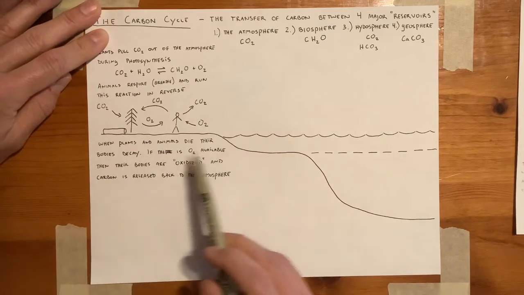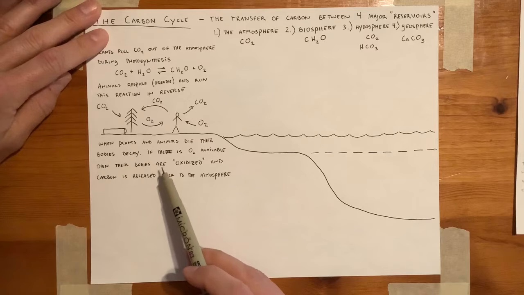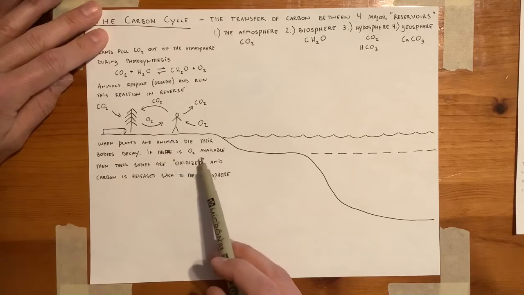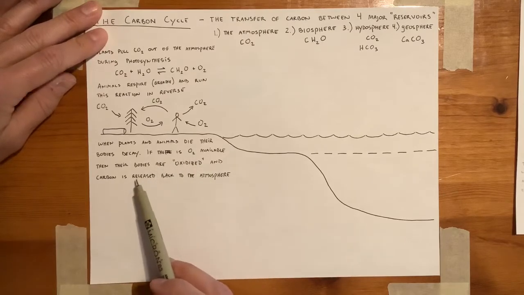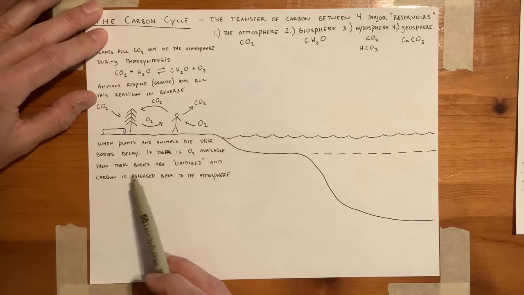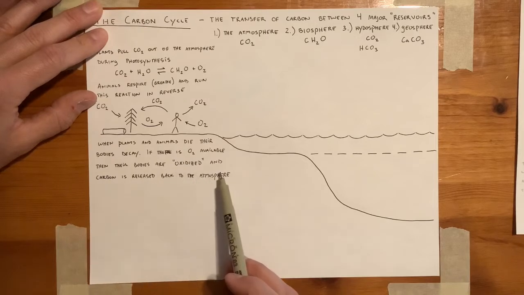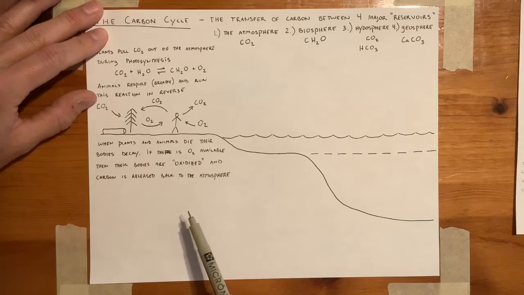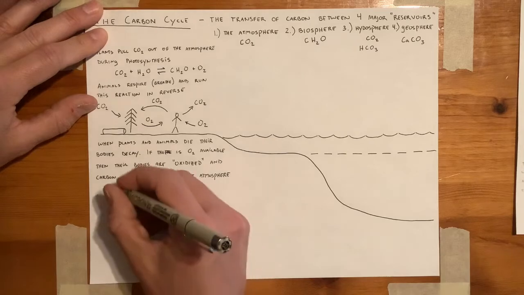Okay, so when plants and animals die, their bodies will decay, and that decay process is basically like respiration. If there is free oxygen available, if there's O2 hanging around, then the bodies of dead organic things are going to become oxidized, and carbon will be released back into the atmosphere in, again, sort of this respiration equation, which I'll write down here again.